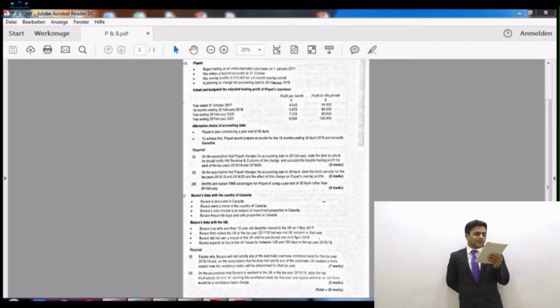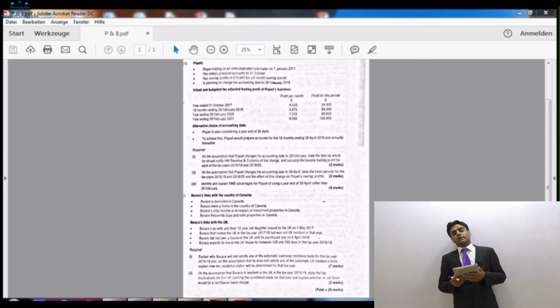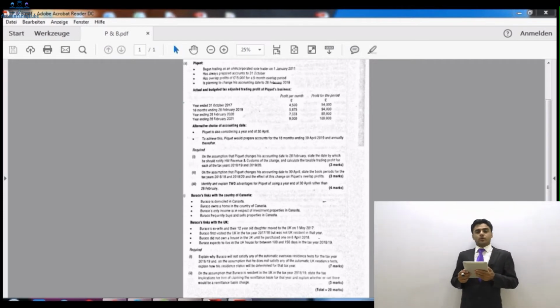After that it says explain how his residence status will be determined that year. So for example, if someone is not automatically non-UK resident and is not automatically UK resident, how will that person's UK resident status be determined? Now there was the sufficient ties test, or UK ties test.